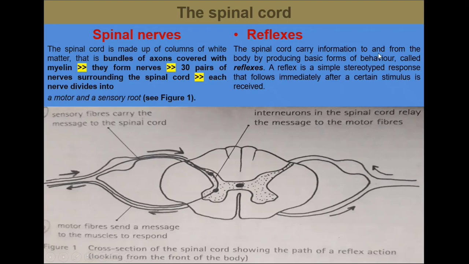The spinal cord carries information to and from the body by producing basic forms of behavior. The behavior is called reflexes. A reflex is a simple stereotype response that follows immediately after a certain stimulus is received.